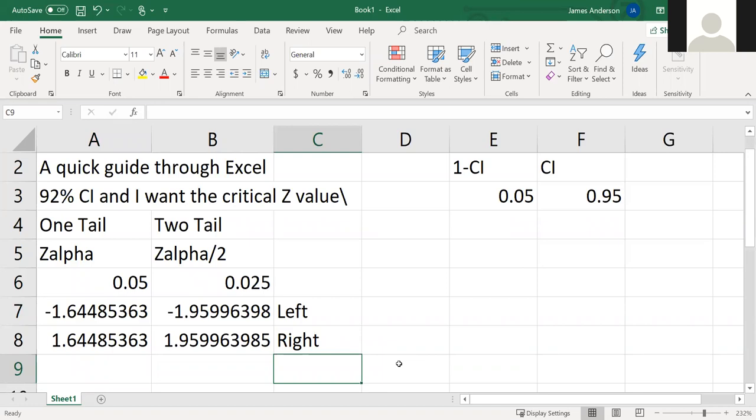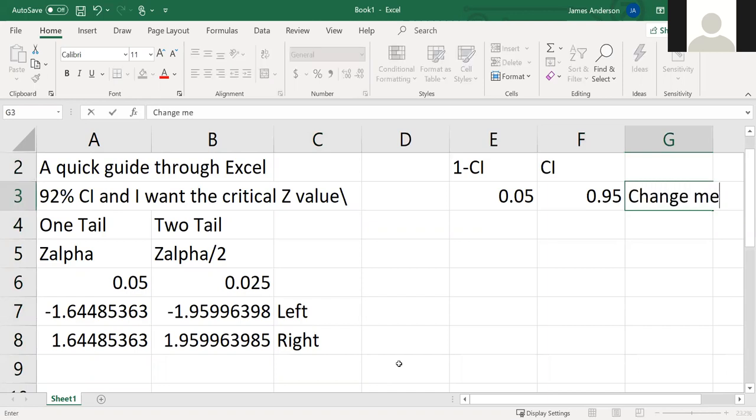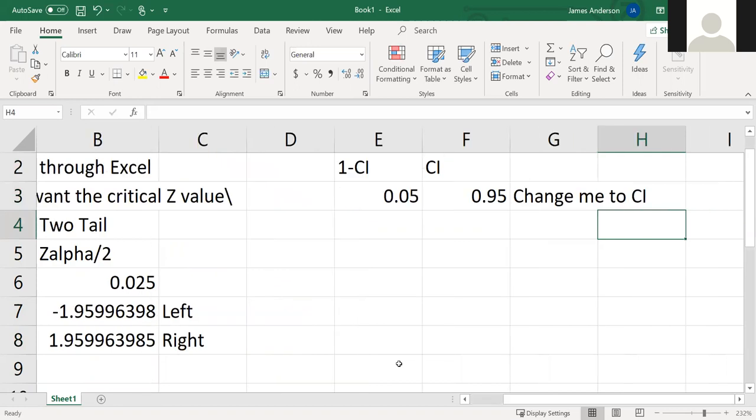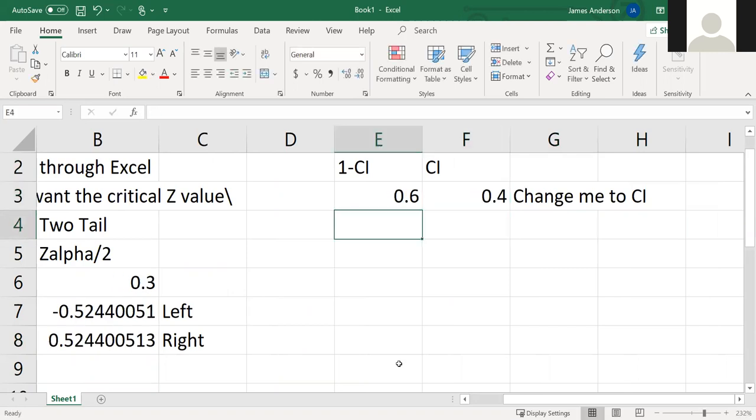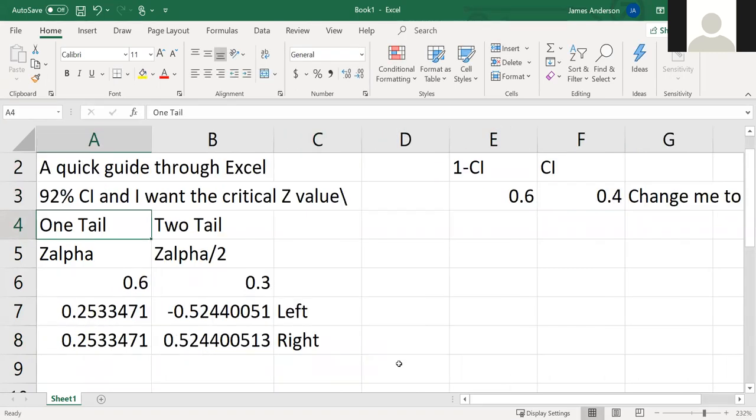Okay, so that's the code for it. And then all you have to do is change that to your confidence interval. So 0.4 changes all your values. Okay. Once again, yes, I will upload this when we are done. But that's just a quick way to do a confidence interval lookup for your critical Z scores.